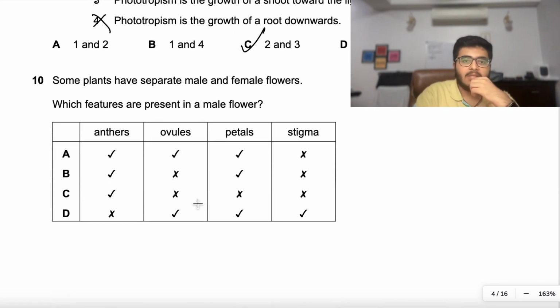Question number 10, which features are present in a male flower? Okay, anthers are there in a male flower. Ovules are the eggs, so no, this is a female part. Petals, of course, are there in both. Stigma, no, stigma is not there. So the correct answer will be B for this question.